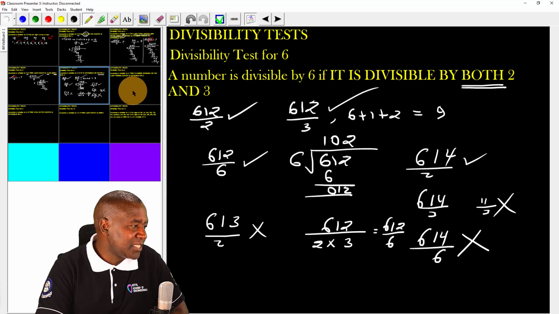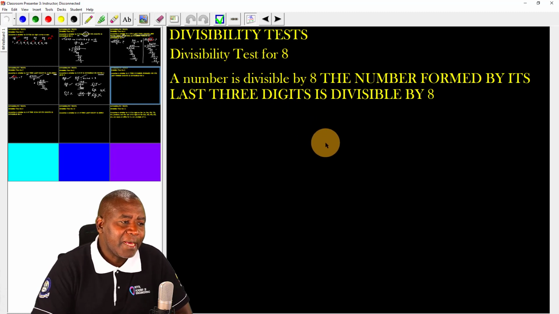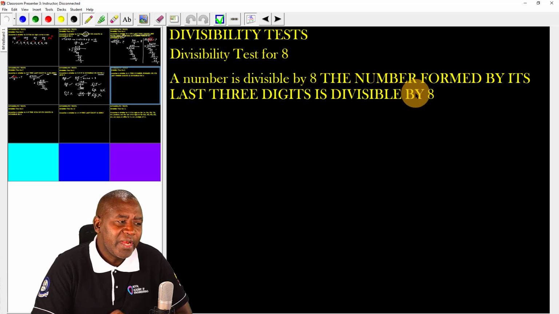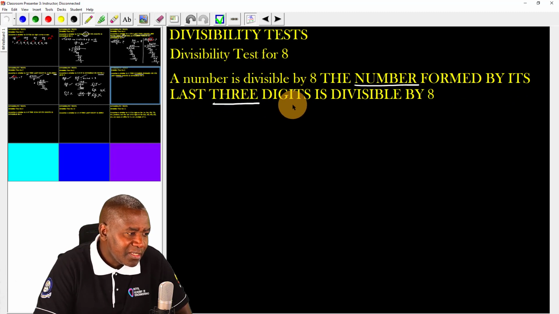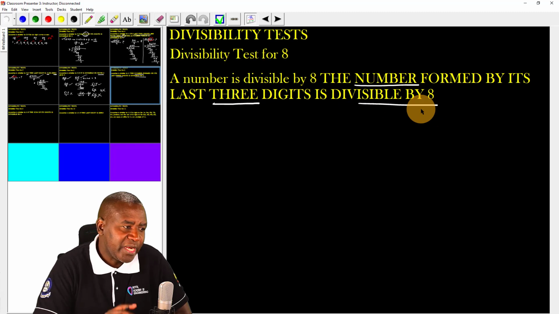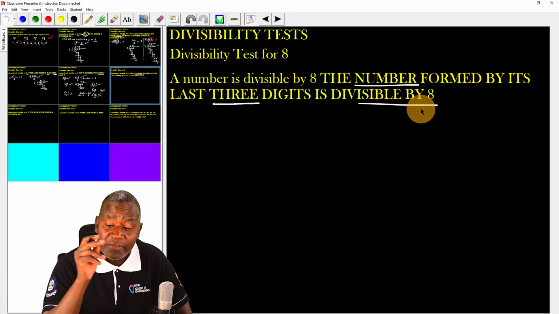Let's run the divisibility test for 8. How do we know that a number is divisible by 8? A number is divisible by 8 if the number formed by its last 3 digits is divisible by 8.